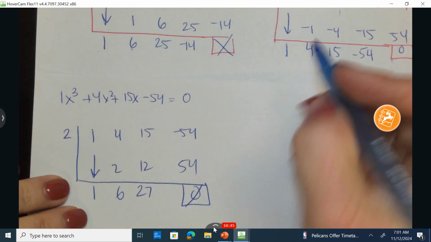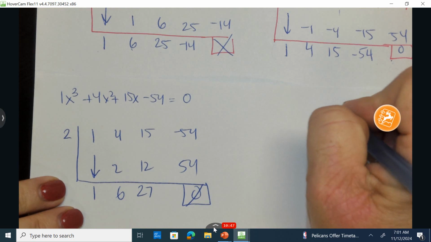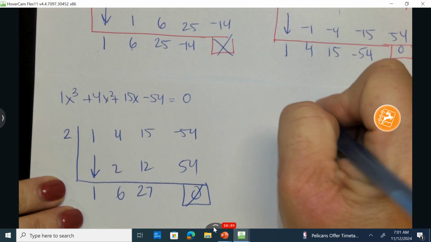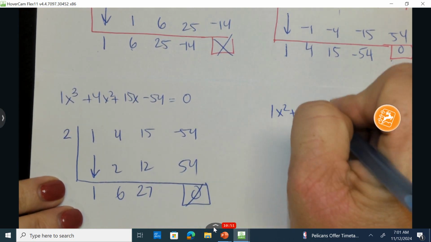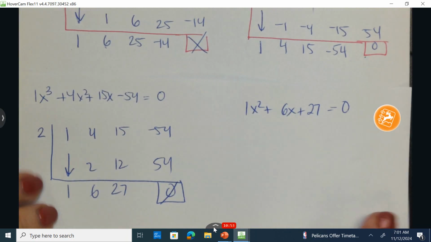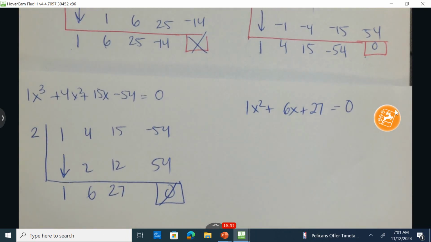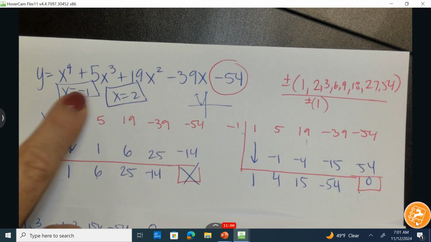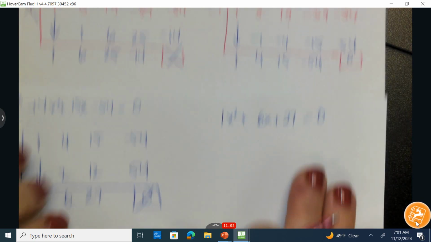So why do I like this? I like this because now when I write this, 0 equals x squared plus 6x plus 27, times x plus 1, times x minus 2. So when I take a look at this, my first goal will be to solve this in the easiest way possible. By solving, I'm trying to find the 4 solutions. I already know 2 of them, -1 and 2.